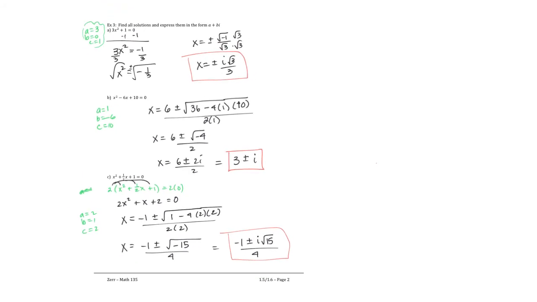Okay, so now the directions did also say put this into a plus bi form. So x is equal to the set of 0 plus or minus i root 3 over 3. And then this one would be x is equal to the set of negative 1 fourth. You can just separate those so that the real component and the complex component are separate. i root 15 over 4.